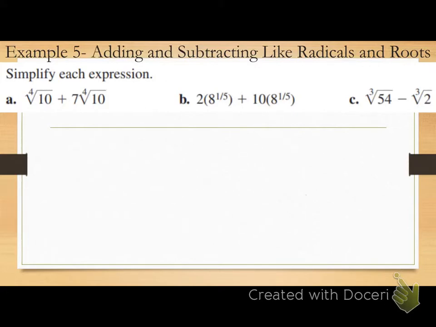So, I can add or subtract if I have like radicals. I kind of treat them like a variable. I just look at the numbers in front of the radicals. I've got a 7 here, right? What's the number in front of the other one? 1. So what do we think I do? Add the 1 and the 7. Perfect. What's 1 plus 7? 8.